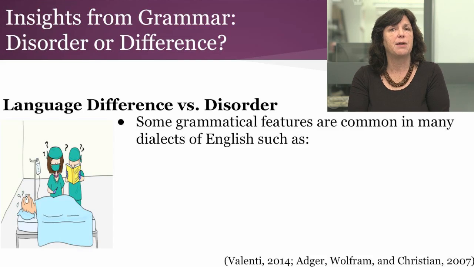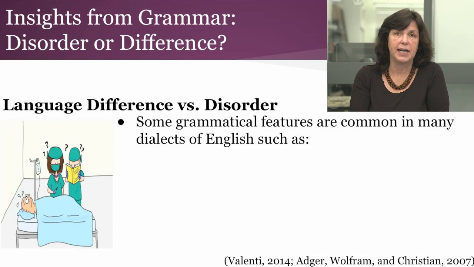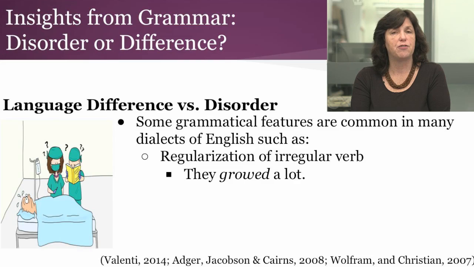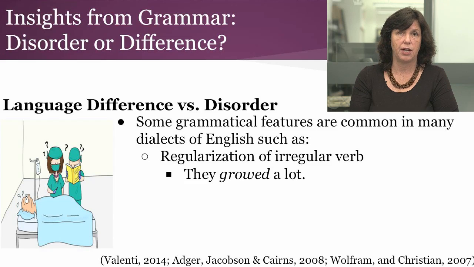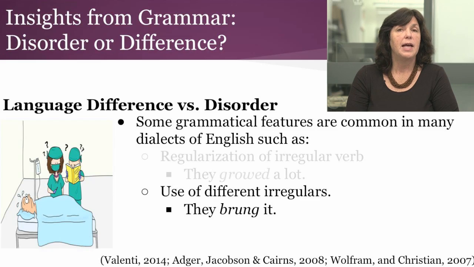Let's briefly go over some grammatical features that are common in many dialects of English. If you don't know any of these grammatical terms, don't worry. We'll cover them in depth over the course of this module series. One common grammatical feature of many English dialects is the regularization of irregular plurals. So, they growed a lot. The term grow is an irregular past tense verb in standard American English, grew. Regular past tense verbs are formed by the addition of an ed, so growed is a regularization of that irregular verb. Many dialects of English may also use irregulars differently.